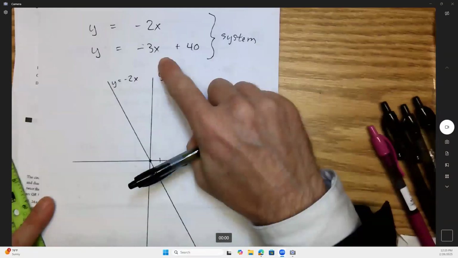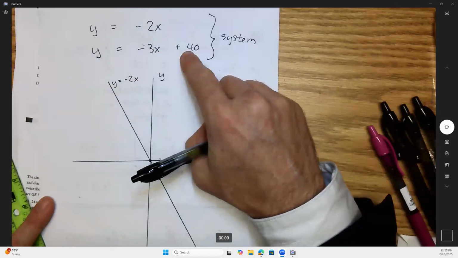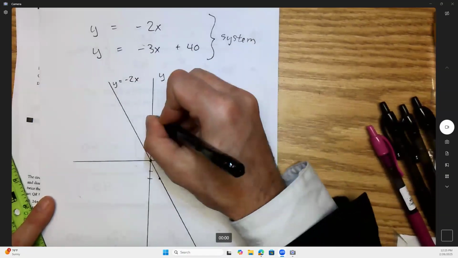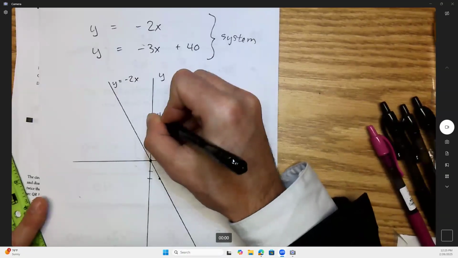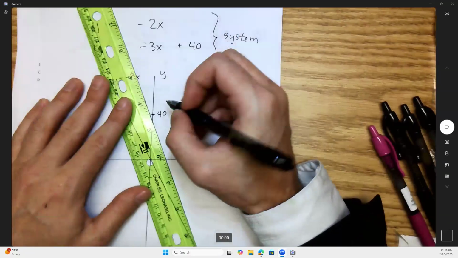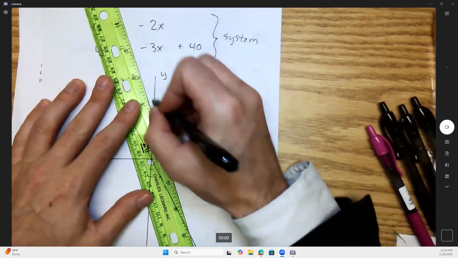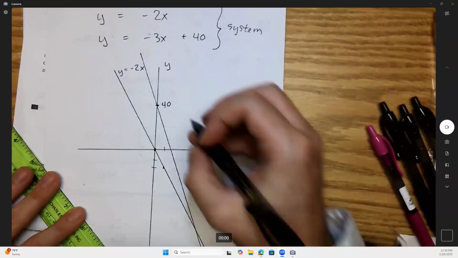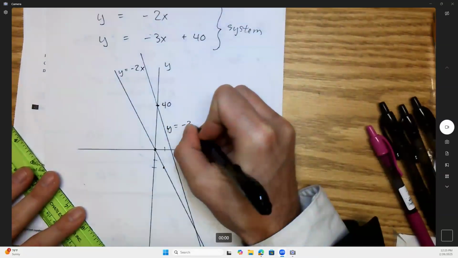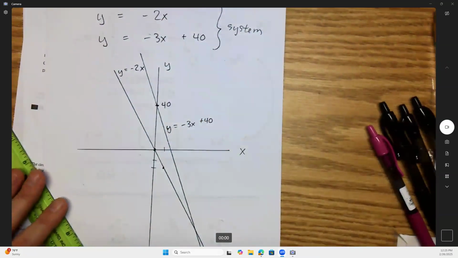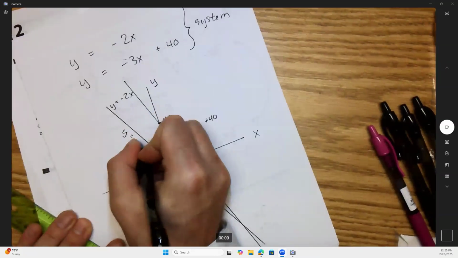Now, if I do negative 3x plus 40, well, I see the y-intercept, which is up here at 40. Let's call this 40. And guys, if it's negative 3x, isn't that a steeper slope that's also negative? Could that possibly be, just kind of ballparking it, maybe kind of like that? Could this be y equals negative 3x plus 40 right there? Is that true? Here, this is y equals negative 2x.